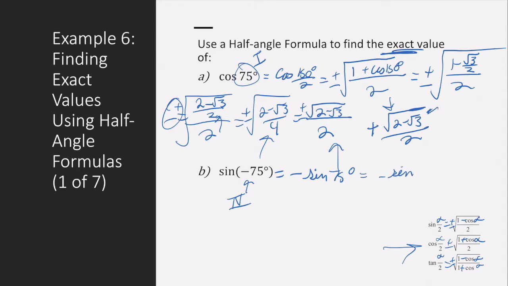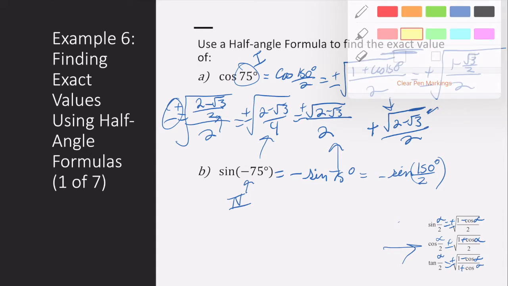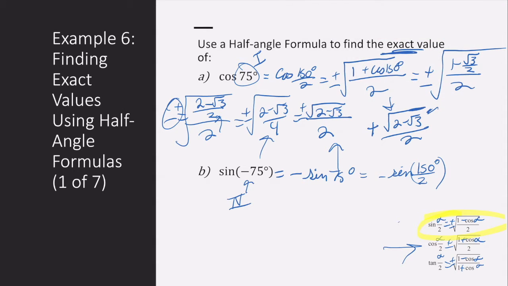I can then rewrite this as negative sine of 150 degrees over 2 and use this equation right here to solve. So I have negative square root of 1 minus cosine alpha over 2. Well, my alpha is 150 degrees. We learned that the cosine of 150 degrees is negative square root of 3 over 2. So now I have negative 1 minus a negative square root of 3 over 2. That becomes a positive square root of 3 over 2, all over 2.